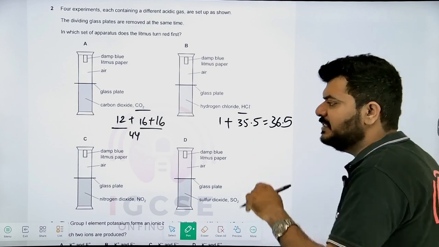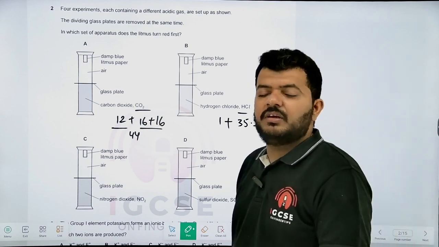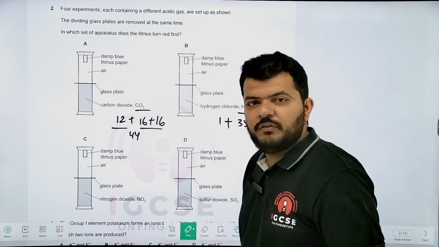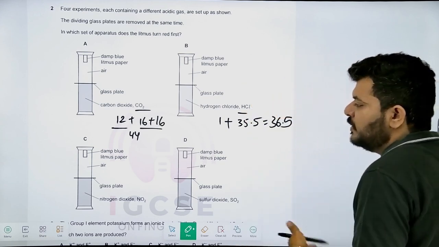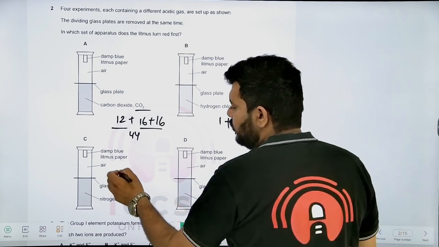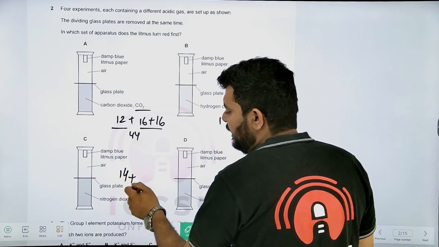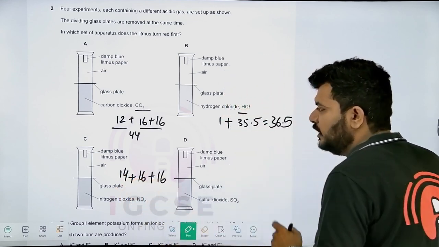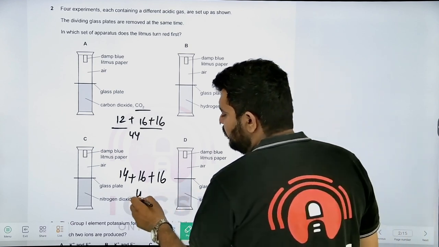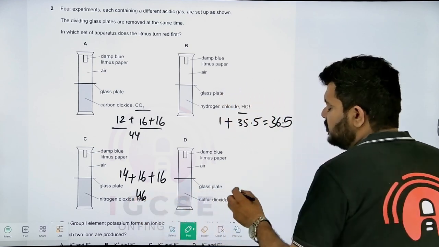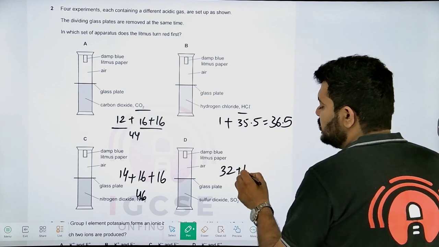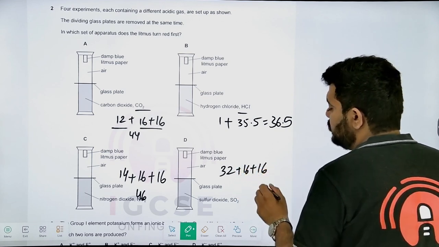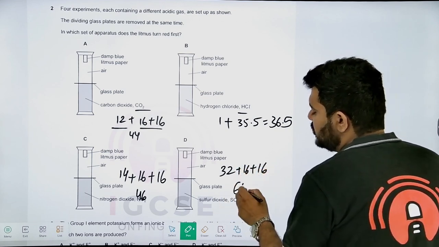You can find these values from the periodic table on the last page of your paper. Here I remember the values, so I am doing it on my own. So here you have 14 for nitrogen plus 16 for oxygen, and it's twice, so like this. So 32 plus 14 will give me 46 grams. Sulfur is 32, oxygen is 16, and 16 twos are 32, 32 twos are 64 grams.